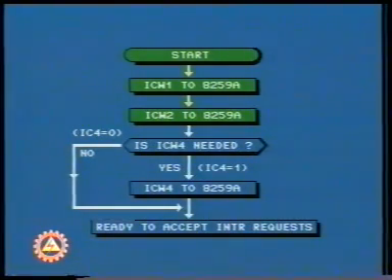The information contained in ICW1 decides whether ICW4 is required or not. In case ICW4 is required, then ICW4 is supplied to the controller, otherwise the controller is ready to accept the interrupts. Let us consolidate the initialization process of the controller by taking an example.